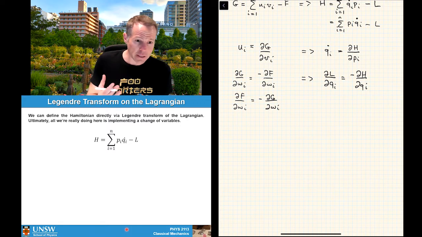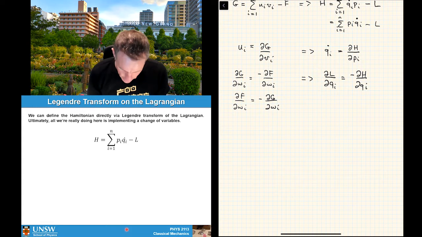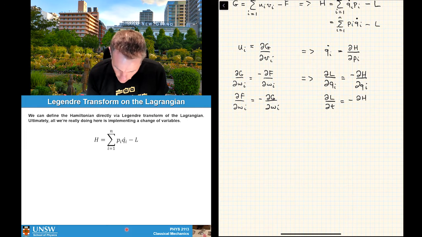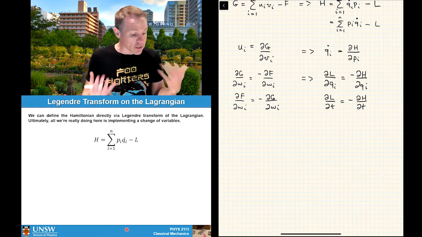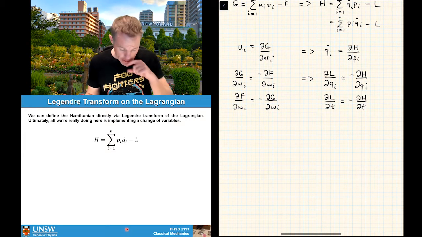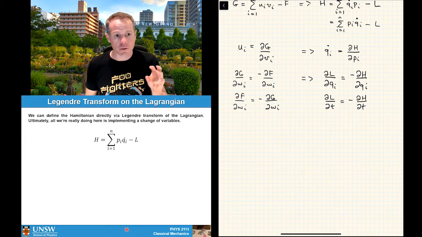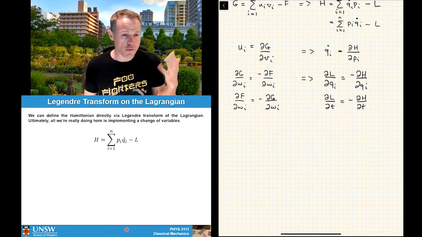And our passive variable set doesn't just include the qi's, it includes time as well. So there's a second one that we would write in here, which is dL/dt is equal to minus dH/dt as well. And again, the minus sign could flip to the other side, so you can write this either way that you want, okay?